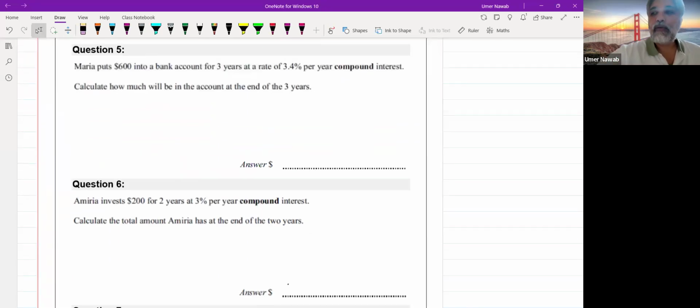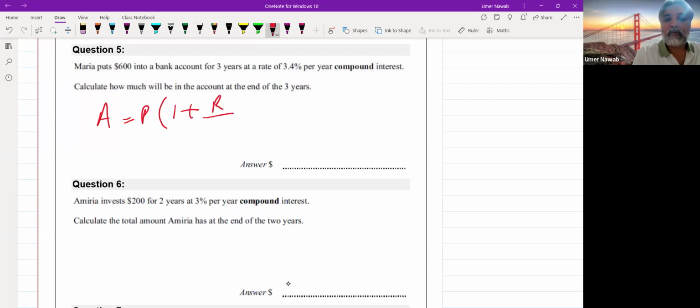Now we come to the compound interest. Compound interest has no formula for compound interest, but you can find the total amount which will be yielded at a specific period of time, which will be given to you in the question. Formula is what? P 1 plus R over 100 raised to the power T.